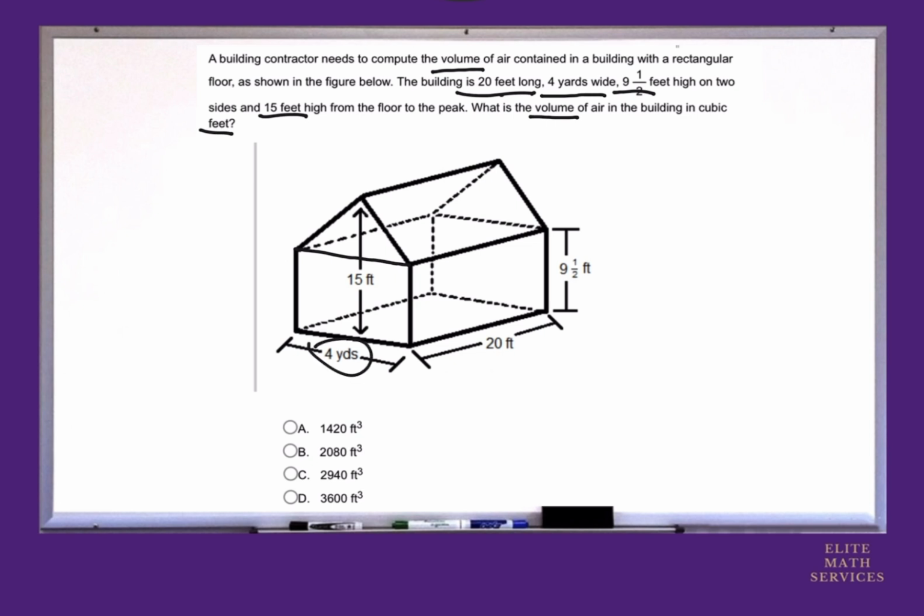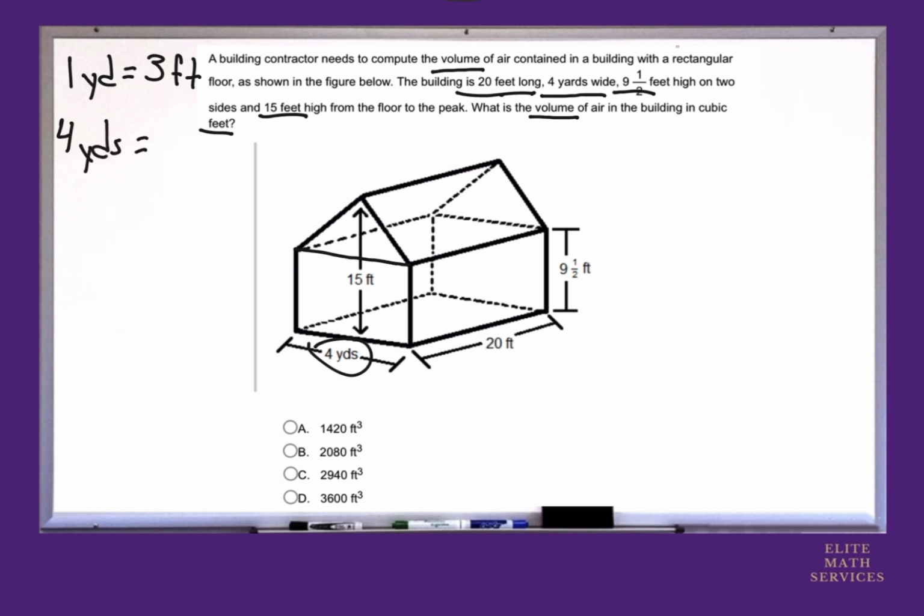But the first thing we need to do is convert these yards into feet. So 1 yard is equal to 3 feet. If we have 4 yards, going from yards to feet, we're getting smaller, and when we get smaller, we multiply. So all we have to do is simply multiply the 4 and the 3. So 4 yards is going to give us 12 feet.